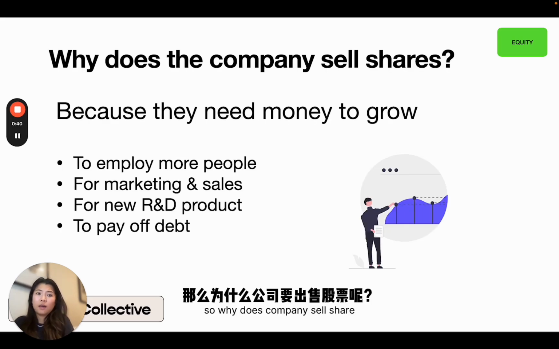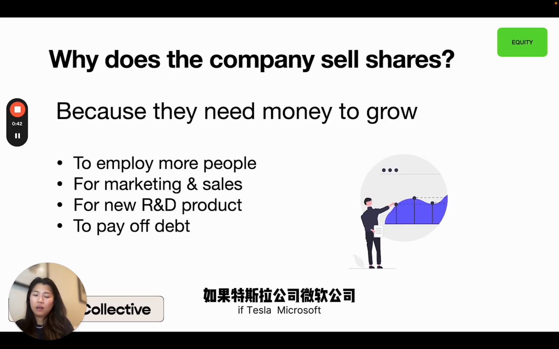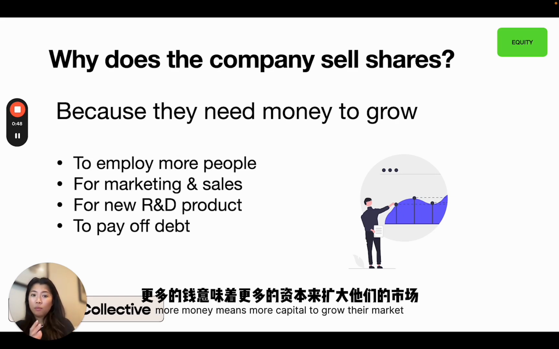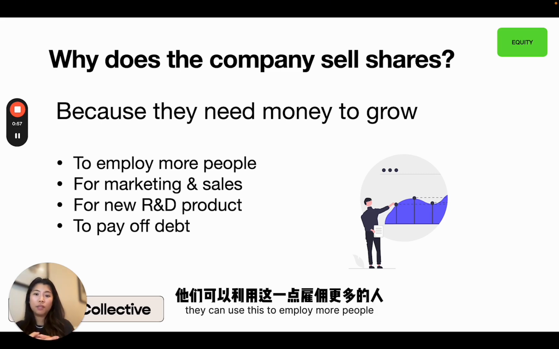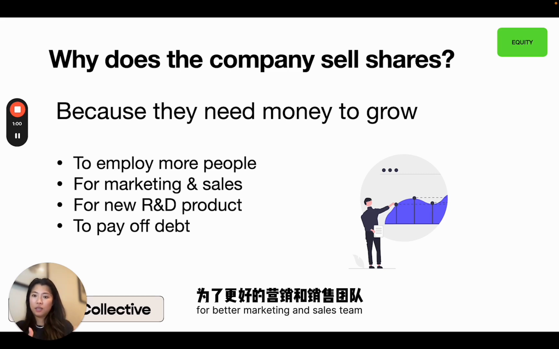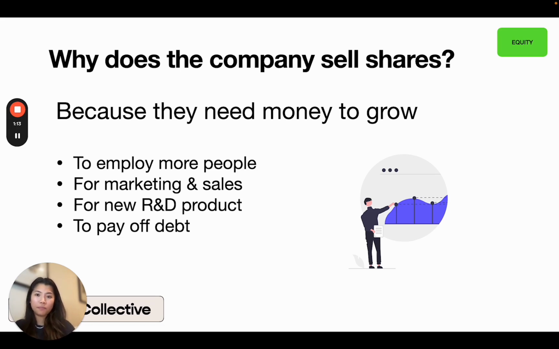So why do companies sell shares? If Tesla and Microsoft are all performing so well, why do they need that? More money means more capital to grow their market, right? They all need money, regardless of how profitable they are. They can use this to employ more people for better marketing and sales teams. They can also use this for R&D of products. So when you see the new iPhone or the new Tesla product, they are probably using your investors' money to build these R&D projects. Also to pay off debt.